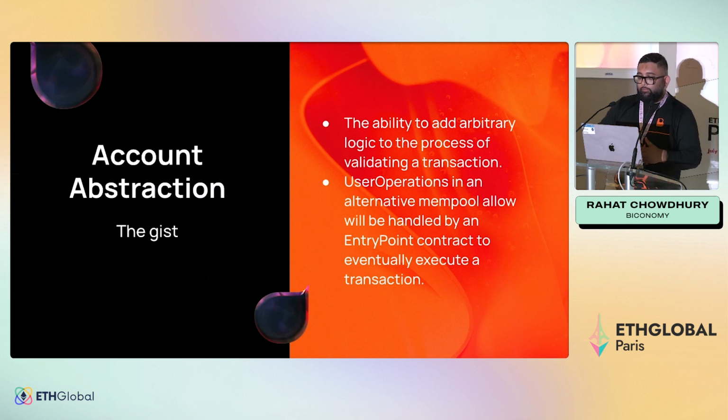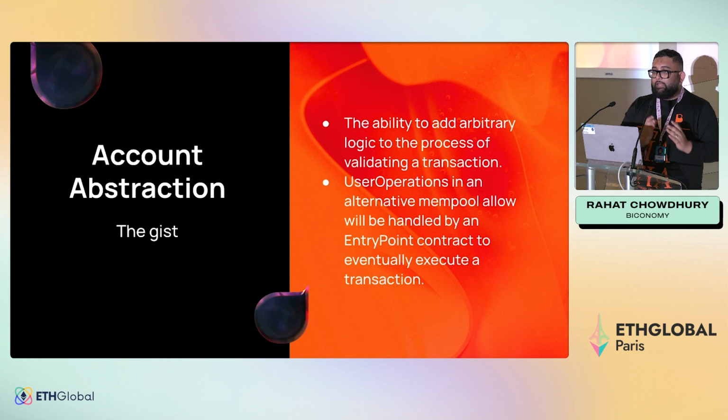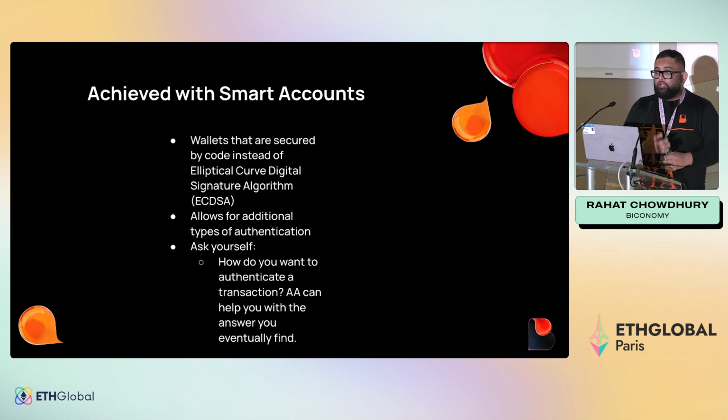So user operations live in what's called an alternative mempool, and you have a service called a bundler, which will take a look at this alternative mempool, take these user operations, send them to what's called an entry point contract that lives on each chain, and handle actually executing them into regular transactions. So all of this is achieved using smart accounts or smart contract wallets. These wallets are secured by code instead of the ECDSA. So this allows you to actually execute that additional logic on top of your transactions.